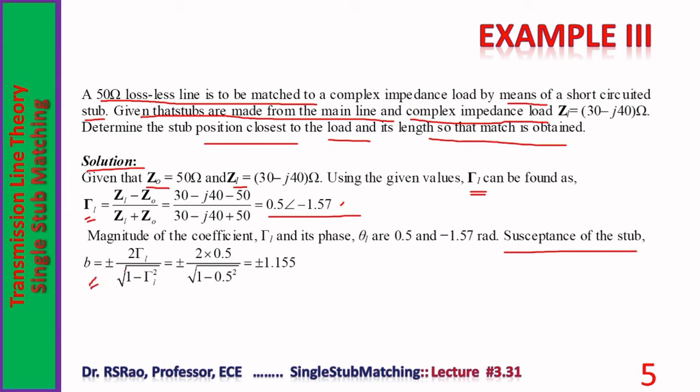The susceptance of the stub is plus or minus B. B equals plus or minus 2 gamma L by the square root of 1 minus gamma L squared. It gives plus or minus 1.155.